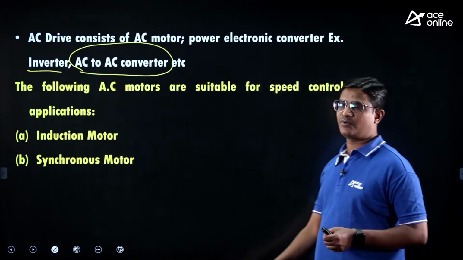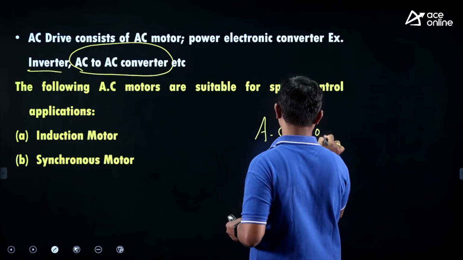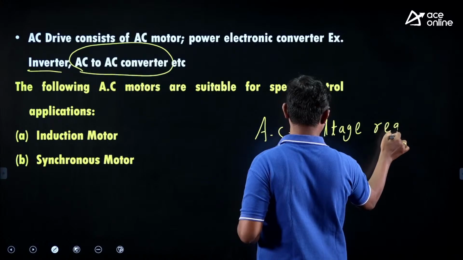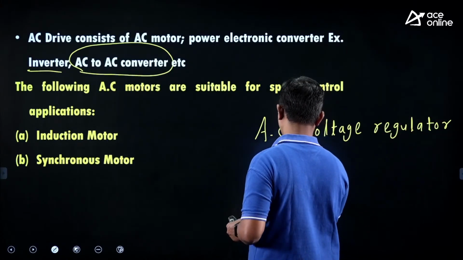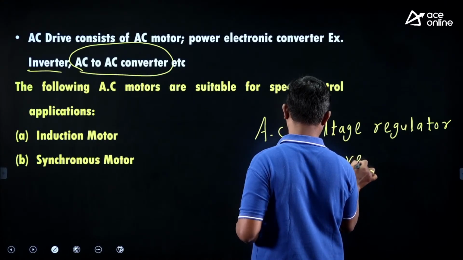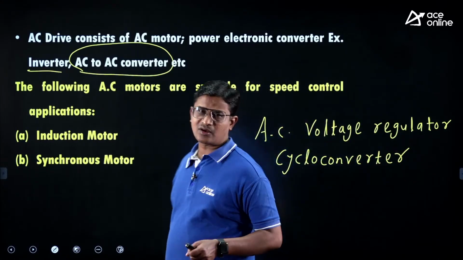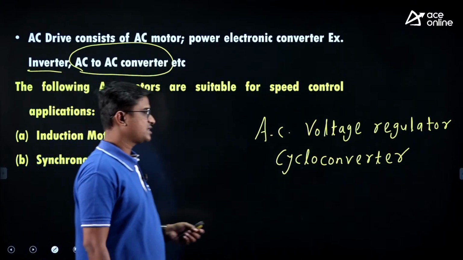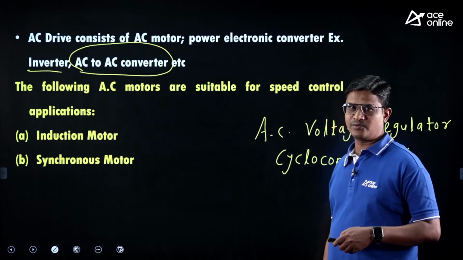In AC to AC, we have the AC voltage regulator, and the cycloconverter. The AC voltage regulator is also known as an AC voltage controller. Okay, right. So these converters are used in AC drive, right?